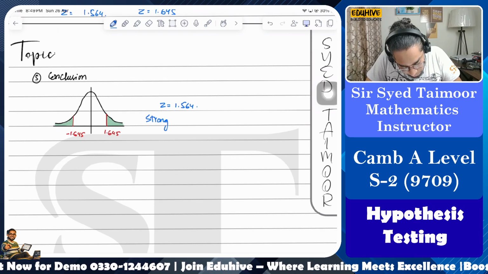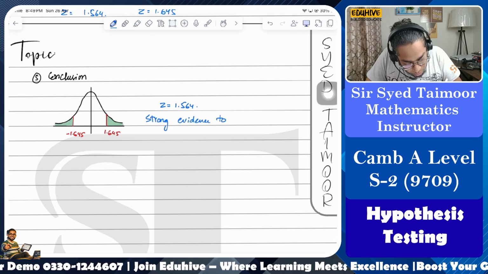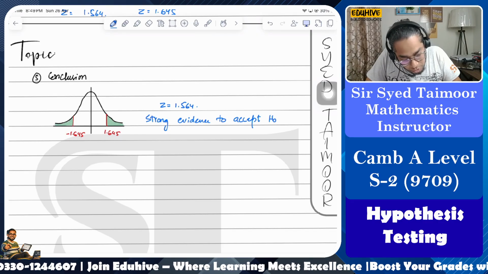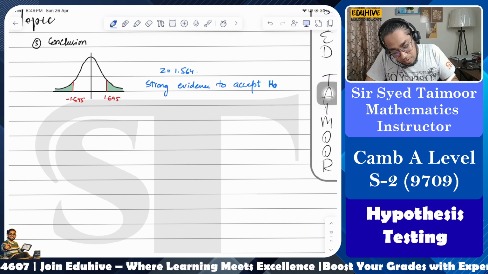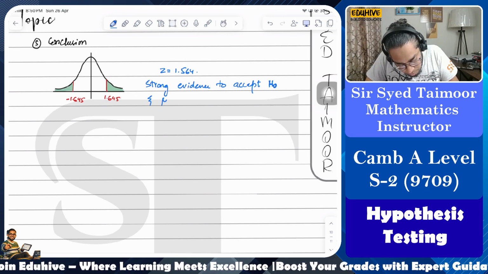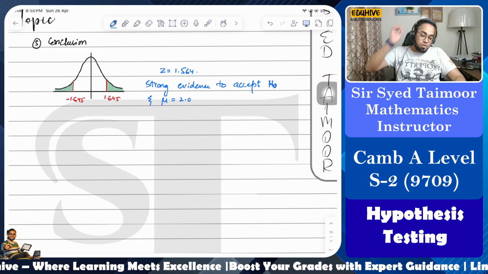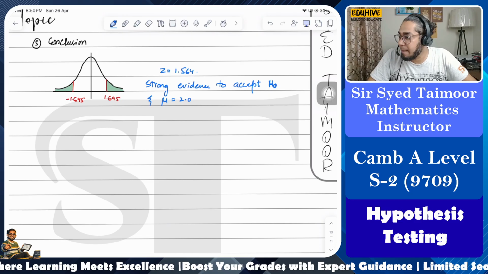there is no strong evidence to reject H null hypothesis, and the mean will be 2.0. Or you can also write there is no evidence to accept H alternative. Okay.